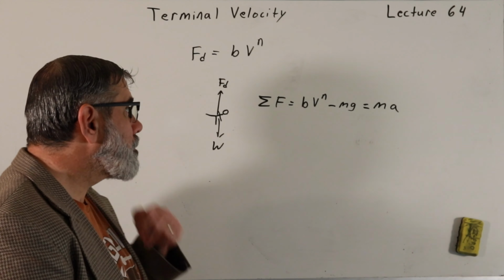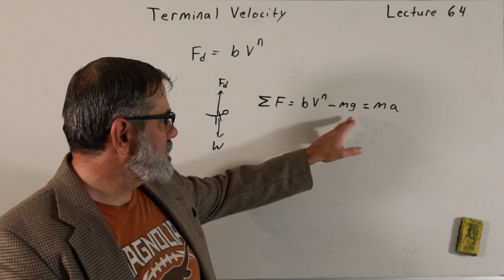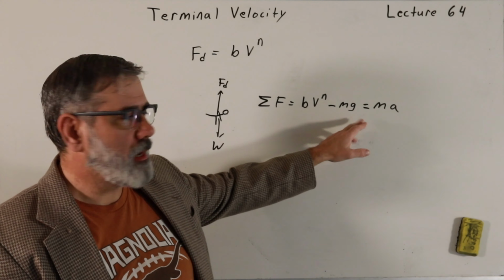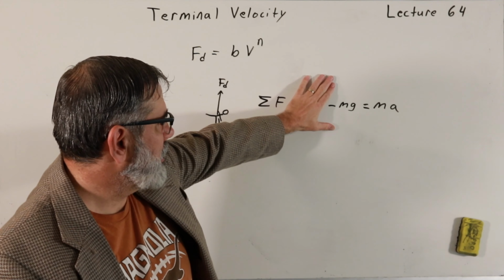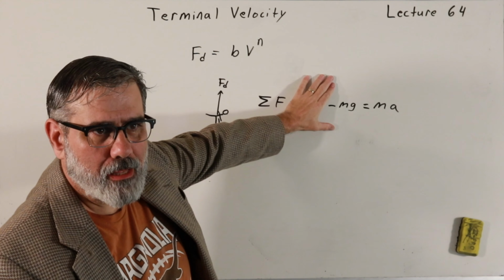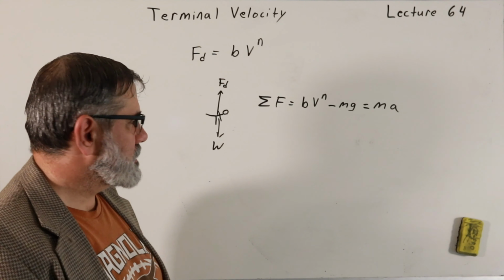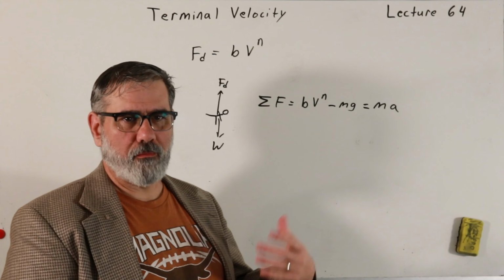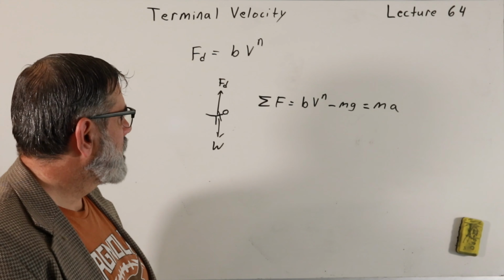Now, we could handle the simple case when the acceleration was a constant, right? If this was gone, this is just ma equals minus mg, right? a is equal to g. The constant acceleration is an easy problem to solve. That's the one we've dealt with the most, okay?